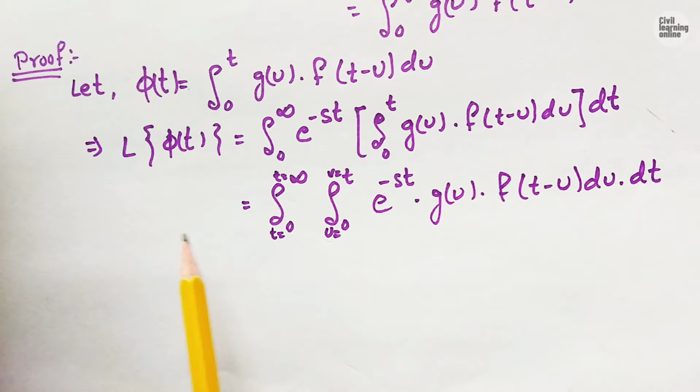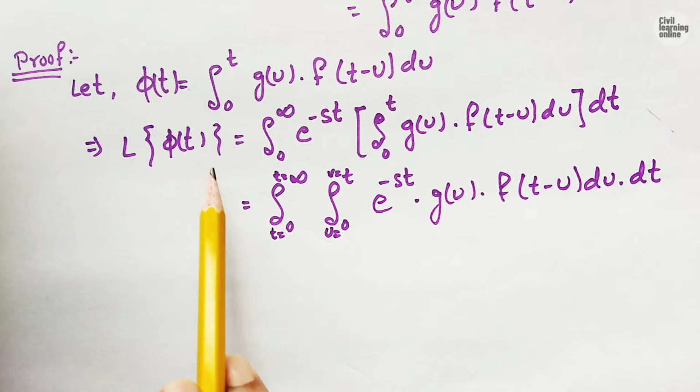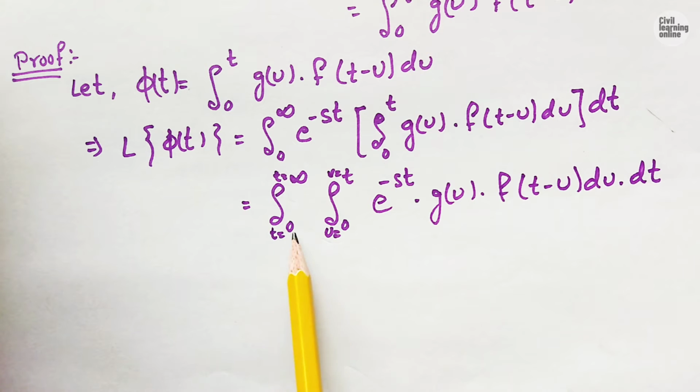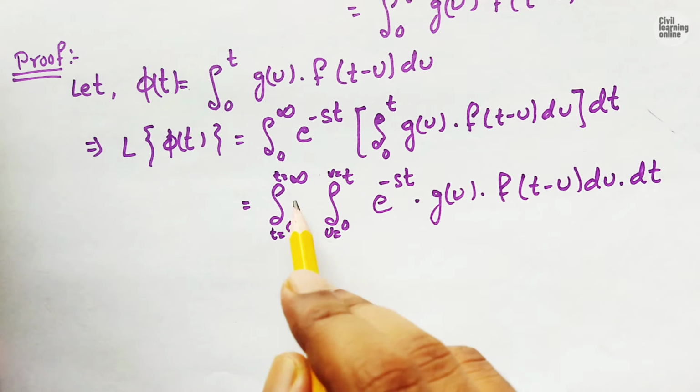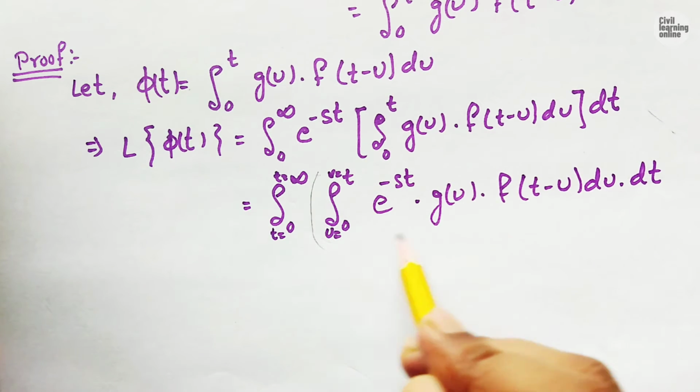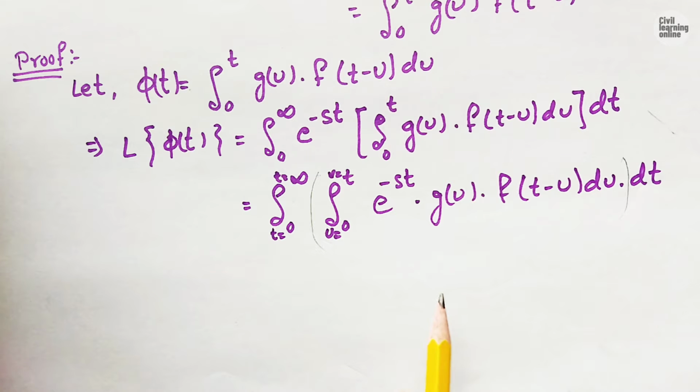So now we got that Laplace transformation of phi t equals integration of t equals 0 to infinity, integration of u equals 0 to u equals t, e to the power minus st g u times f t minus u du times dt. Let's put a bracket here, and now we need to change the order of integration in order to prove the convolution theorem. For that I will need to draw two graphs, and let's see how it is done.